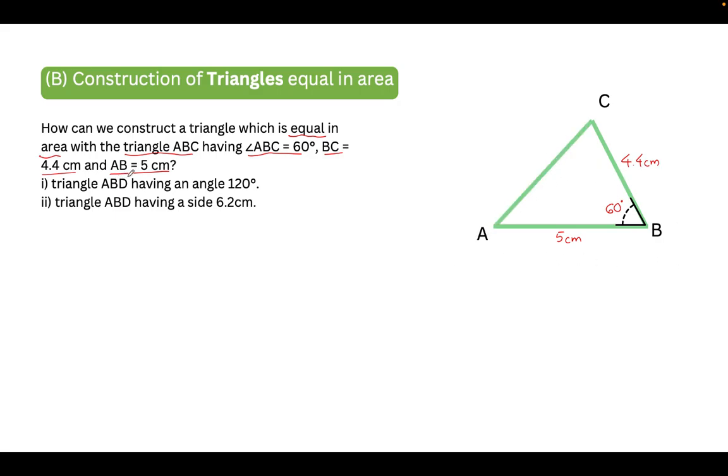Fine. Now at A, construct a triangle ABD having an angle 120 degree. So we must construct an angle 120 degree here. So this is triangle ABC. Now we are drawing an angle that is equal to this angle. So this angle is 60 degree, so we will also construct 60 degree here. You will learn how to construct a 60 degree angle in our practice video, so keep watching the practice video as well.